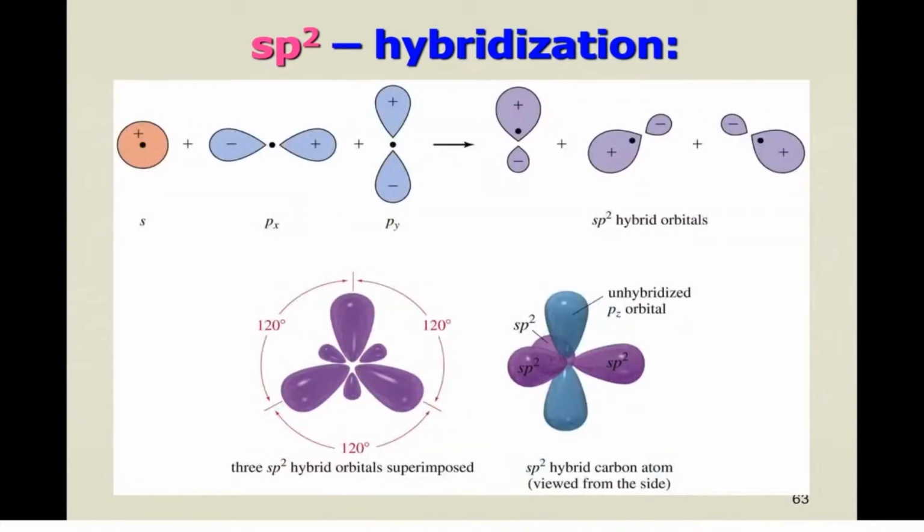sp2 hybridization. In this hybridization, just one s and two p orbitals take part, forming 3 hybrid orbitals of the same shape and same energy, but one pz orbital stays unhybridized. It stays the same as it was, at a right angle to the hybrid triangle. So the 3 hybrid orbitals form a triangle plate, with a 120 degree angle between them.